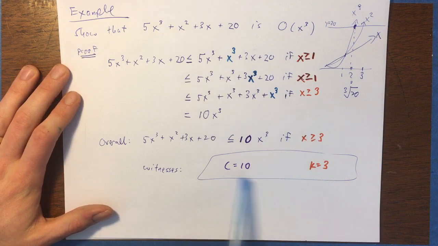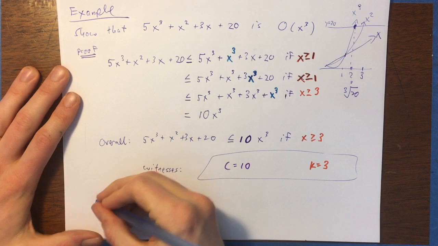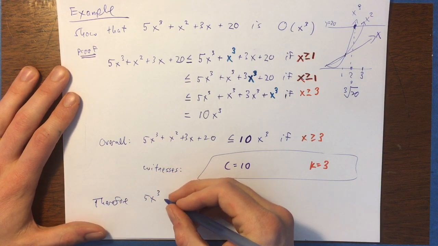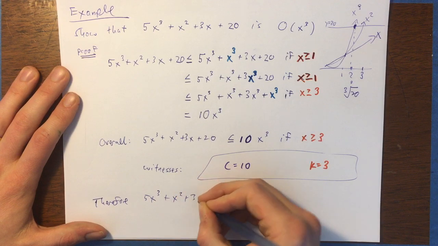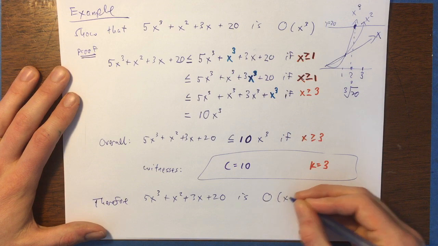Here are our witnesses, witnessing the growth, witnessing the fact that this growth is big enough to show that therefore, yes, this big cubic function, 5x cubed plus x squared plus 3x plus 20, is indeed big O of x cubed.